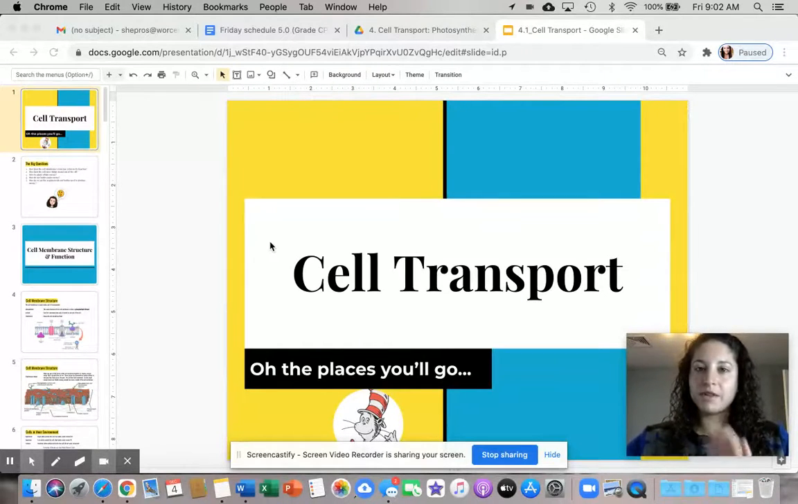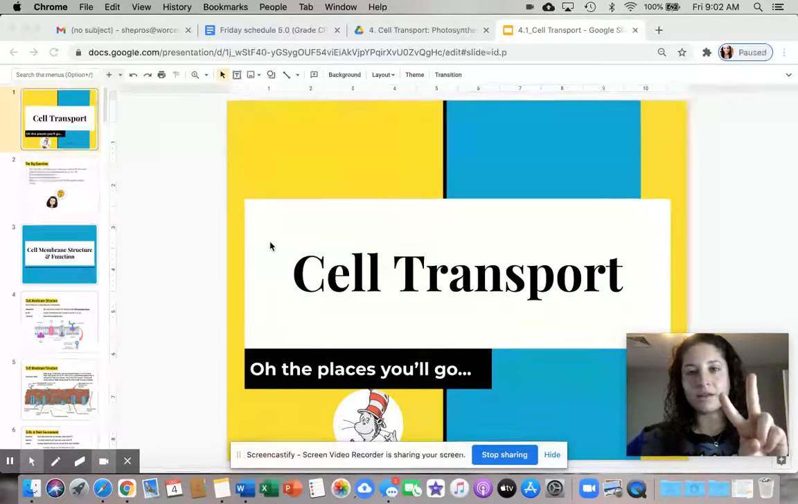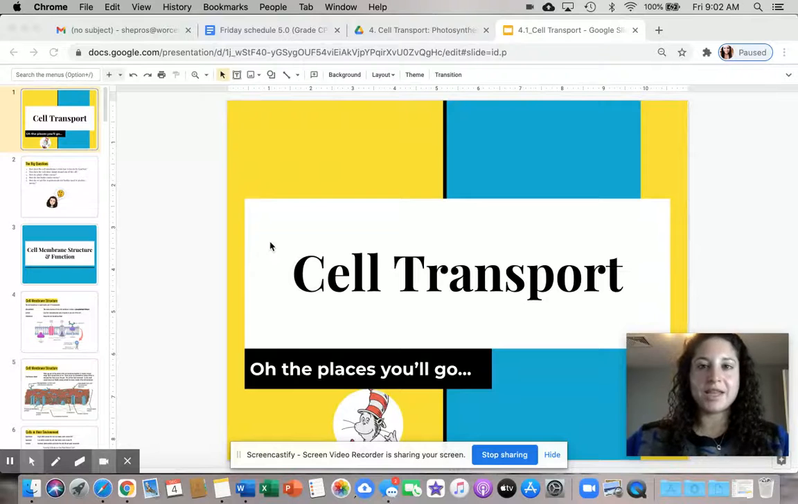Based off of that information, we can then go and look at two different cellular processes, one called photosynthesis and one called cellular respiration. Cellular respiration has to do with our respiratory system and our circulatory system. So we are going to be ending the unit with those two body systems as well. So let's just jump right into the content here.